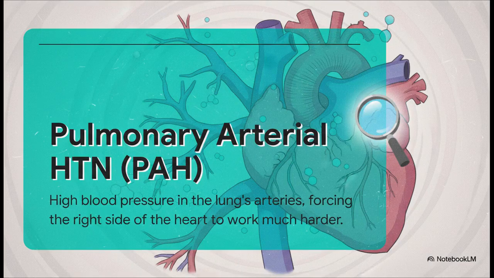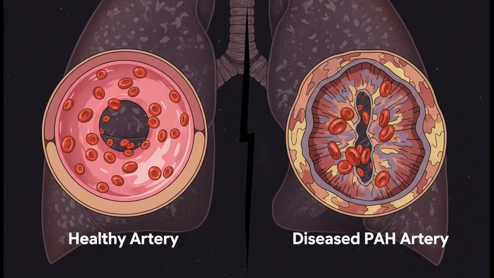So picture this. The arteries going from your heart to your lungs are supposed to be like these nice flexible hoses. But with PAH, it's like those hoses start to get squeezed, thickened up, and really stiff. This creates a massive bottleneck, and it forces the right side of your heart to work dangerously hard just to push blood through. And wow, you can really see the difference here, can't you?